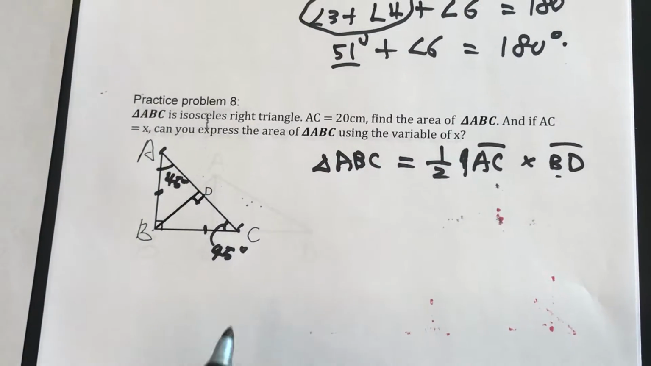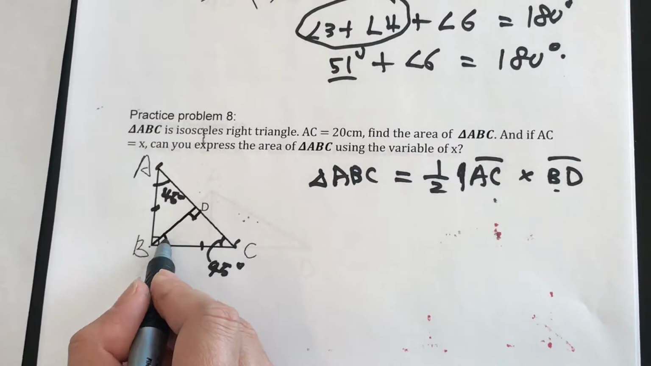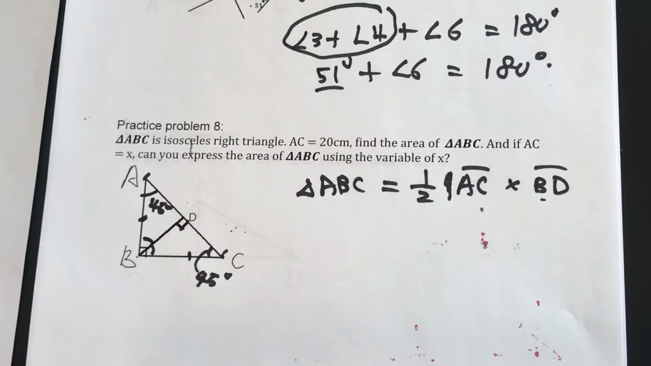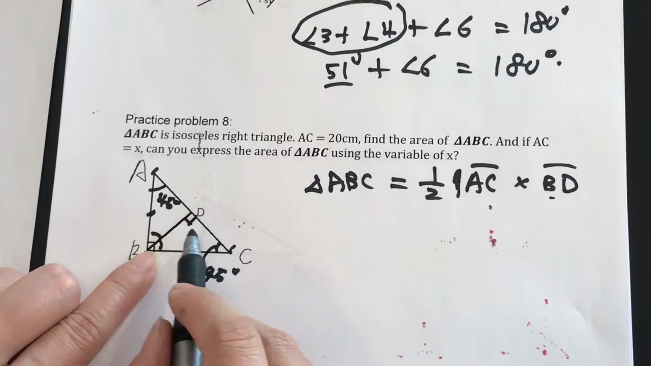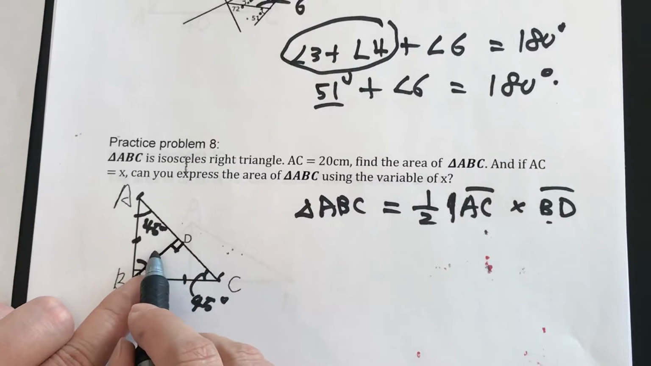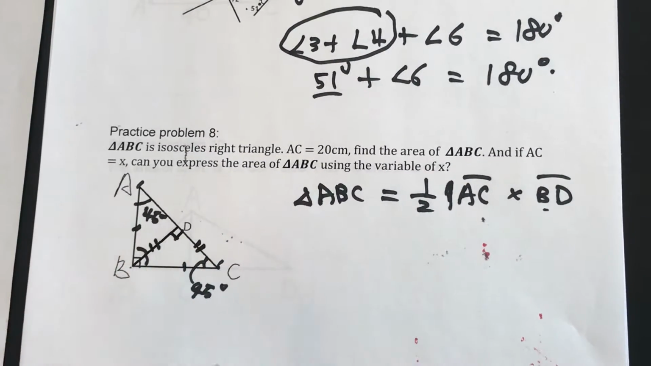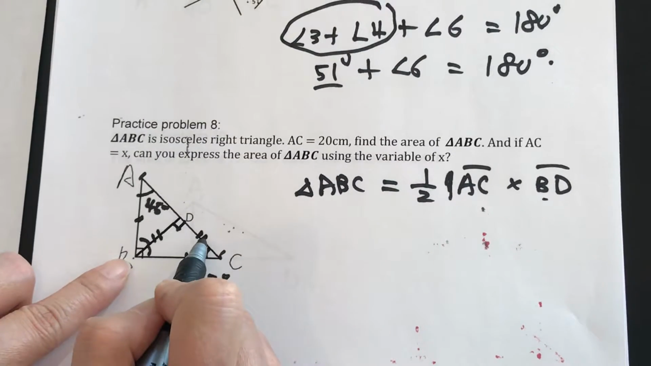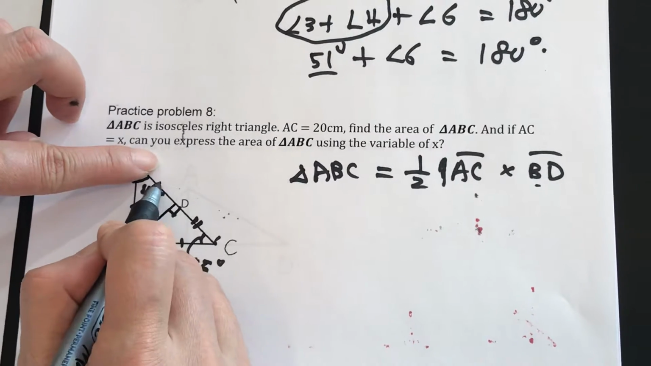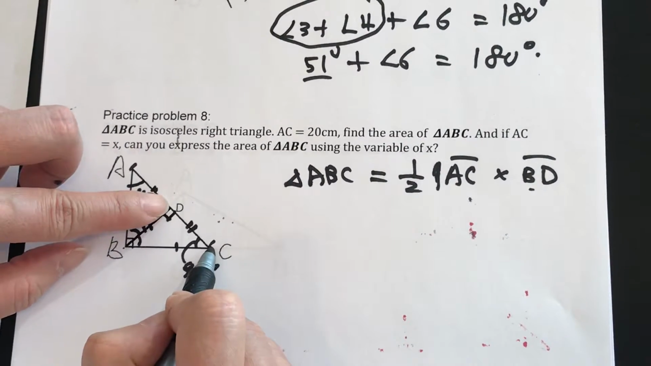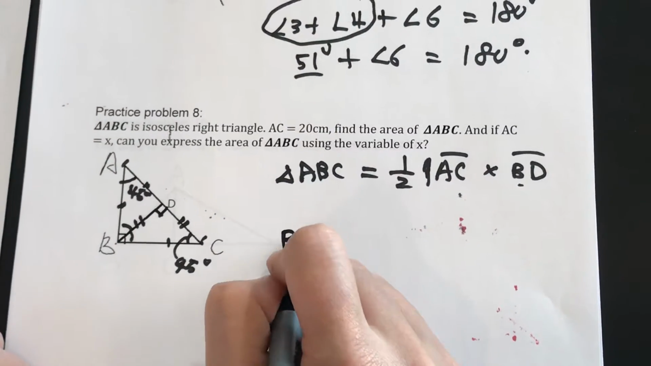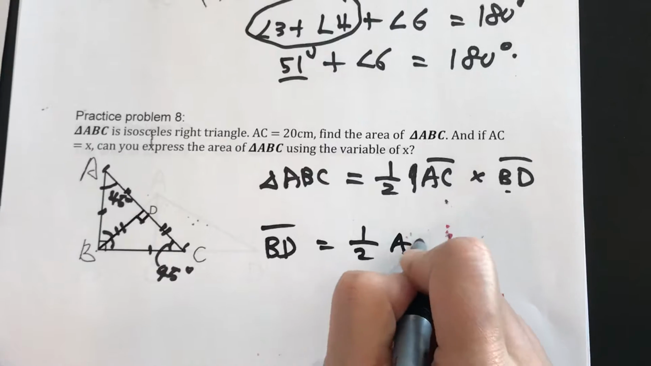Then you draw a perpendicular line here to separate them into 2 identical right angle triangles. In this case, you have 45 degrees here. These 2 are identical. This is 45. That is 45. This is 45. For a right angle triangle, if you have 2 angles that are the same, which is 45, then their sides would be the same too. So these two equal each other, and these 2 equal each other. So this is half of AC, and so BD is also half of AC.